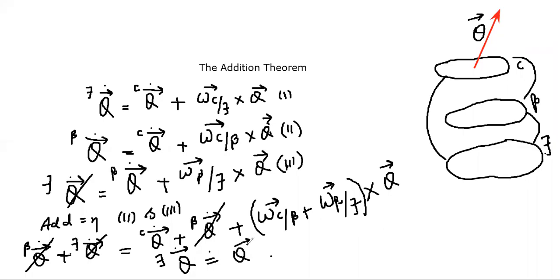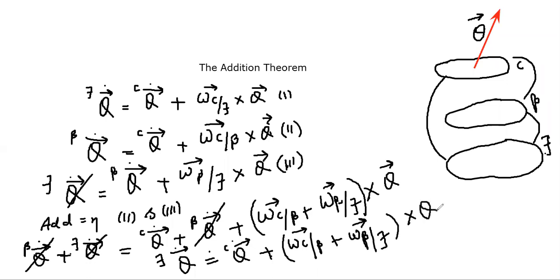plus the angular velocity of c with respect to beta plus the angular velocity of beta with respect to ground, and its cross product with vector q. Let's call this equation 4.